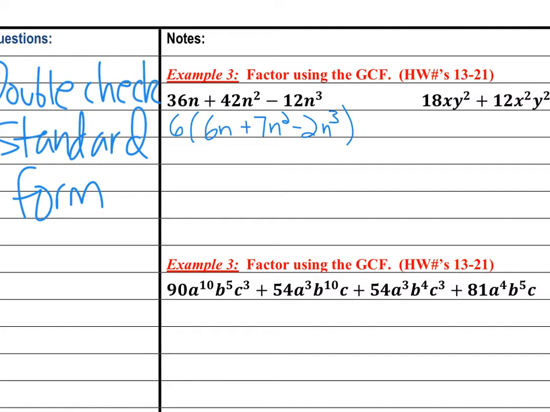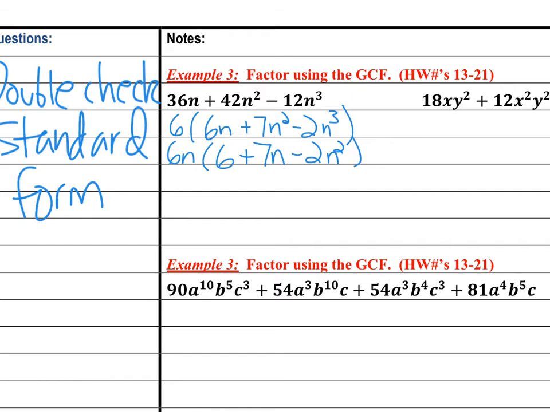Now I'm looking at the letter. They all have one n at least. So I get to pull one n outside. Then 6n, if I take away the n, just has 6. Positive 7n squared, if I take away an n, is just positive 7n. And then if I take one n away from our last term, I have negative 2n squared.